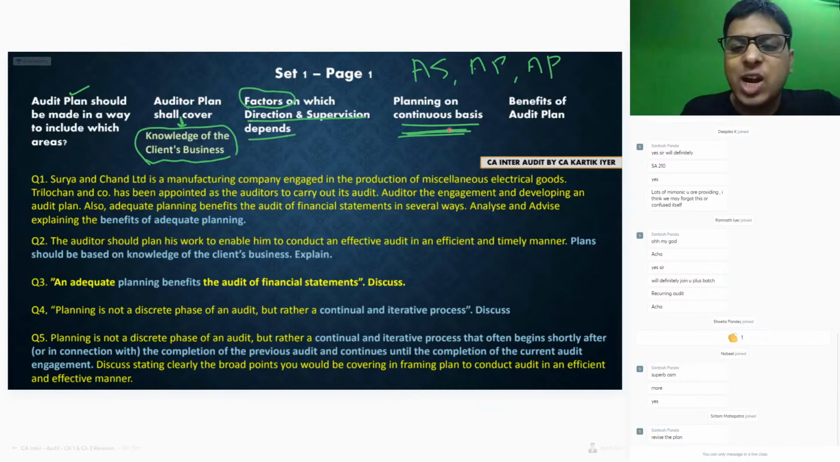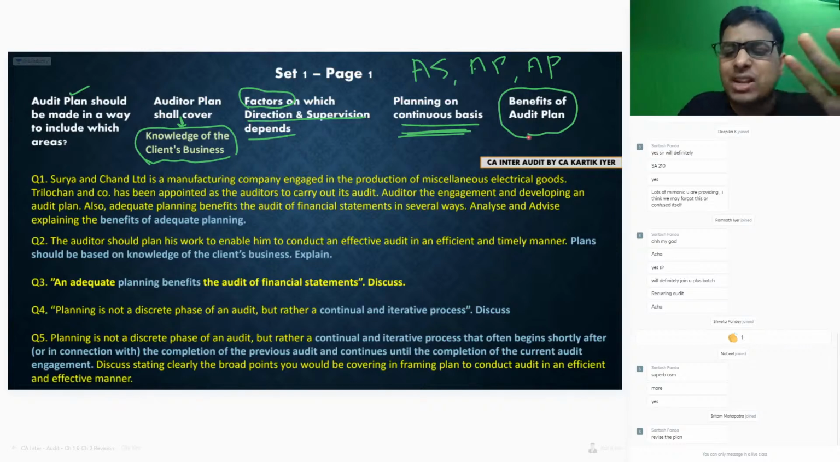At the end, you have benefits of the audit plan. Whichever plan you take, when you make a plan, you get a lot of benefits out of it. For example, your work will be completed on time. You will be able to cover the important areas. Whatever problematic areas are there, you will be able to focus on them. If you're doing some work in a team, it helps in better coordination because you know which person will do what work. So all these are the benefits of planning.